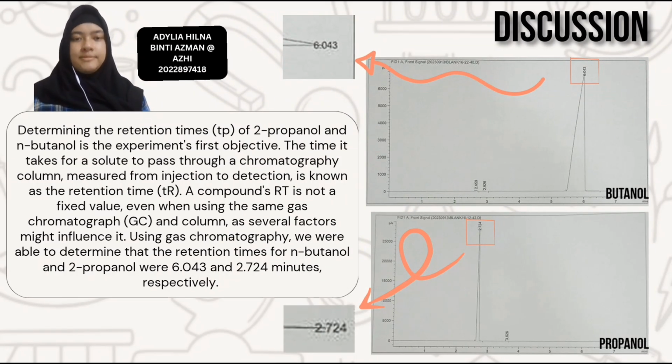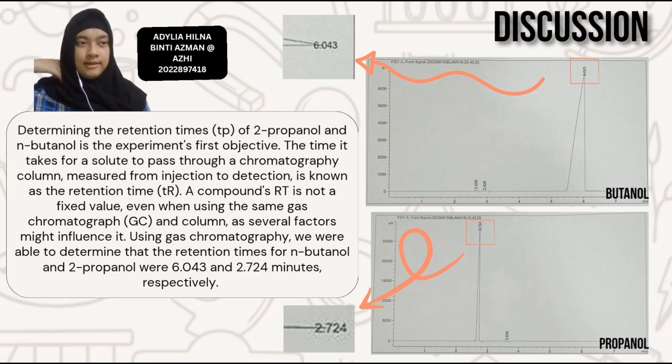Determining the retention times of 2-propanol and N-butanol was the first objective of our experiment, where retention time, the duration from injection to detection, reflects how long a component remains in the column and varies based on factors such as boiling point, polarity, temperature, carrier gas flow rate, column length or diameter, and column condition.